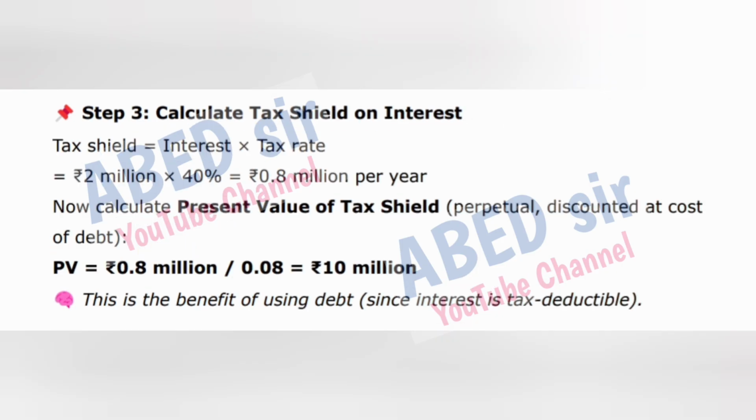Step 3. Calculate tax shield on interest. Tax shield is equal to interest times tax rate is equal to 2 million rupees times 40% is equal to 0.8 million rupees per year. Now calculate present value of tax shield, perpetual, discounted at cost of debt. PV is equal to 0.8 million rupees divided by 0.08 is equal to 10 million rupees. This is the benefit of using debt, since interest is tax deductible.